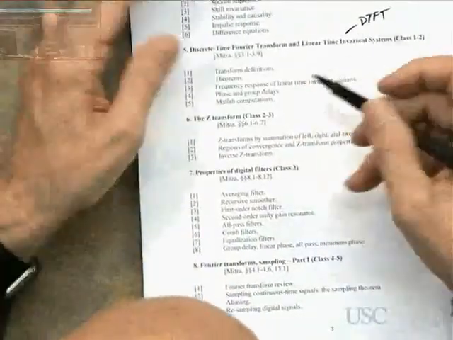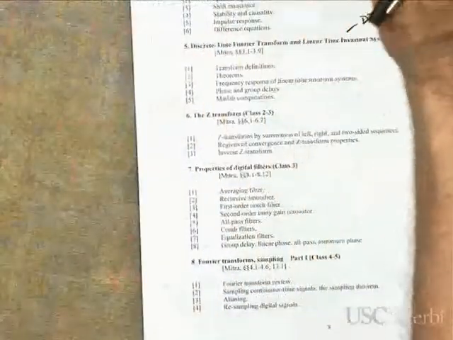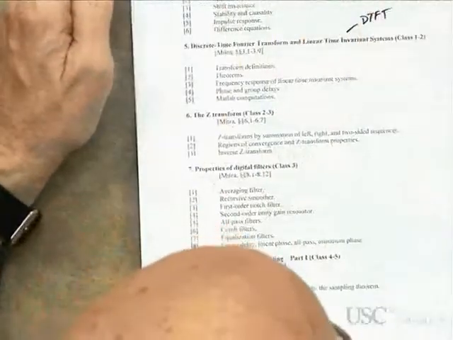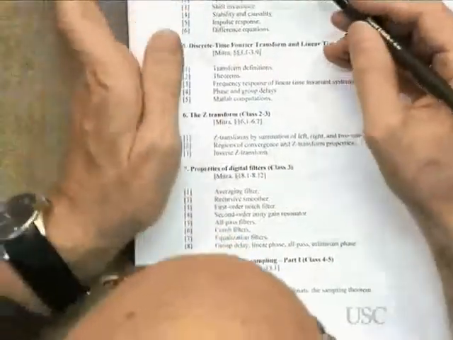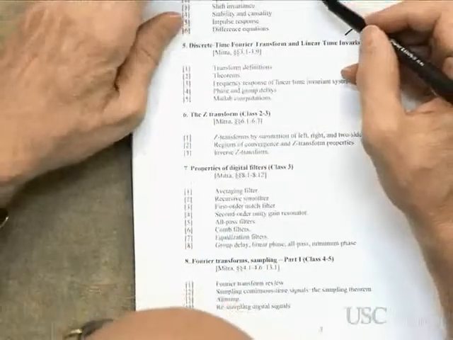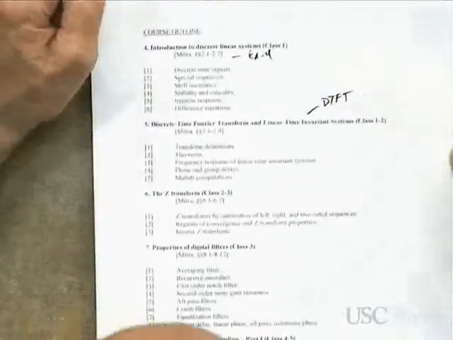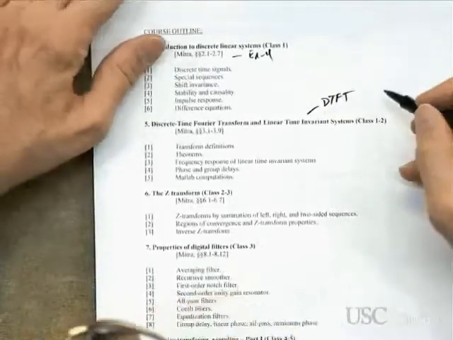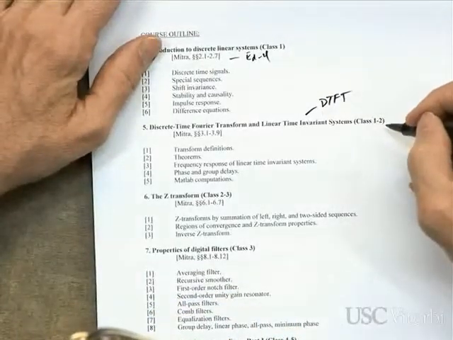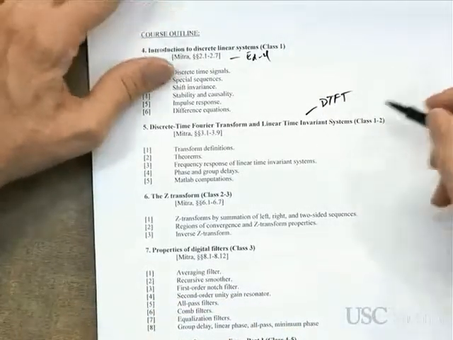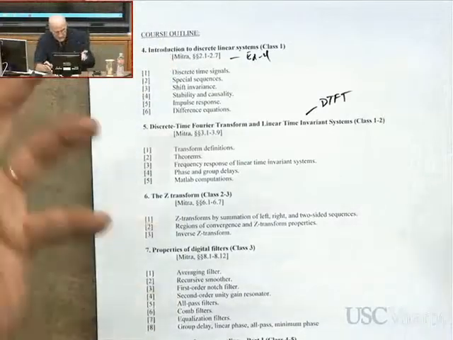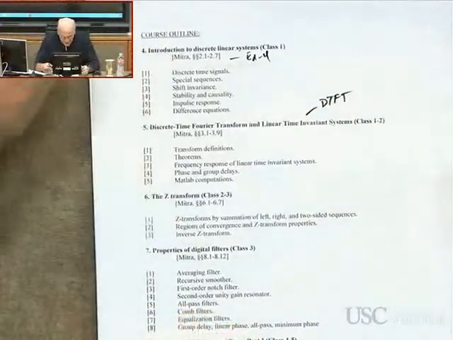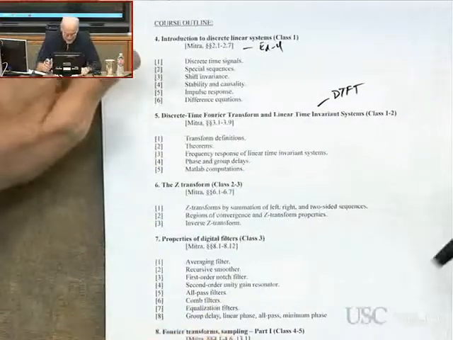Then we will spend some time on the Z transform. I also try to indicate how many class periods each one takes. The introduction to discrete time linear systems, I could probably finish tonight. I don't have a lot of material on just the basic definitions. The DTFT and linear time invariant systems, probably a little bit tonight and next class, the Z transform next class, and in the third class, etc.